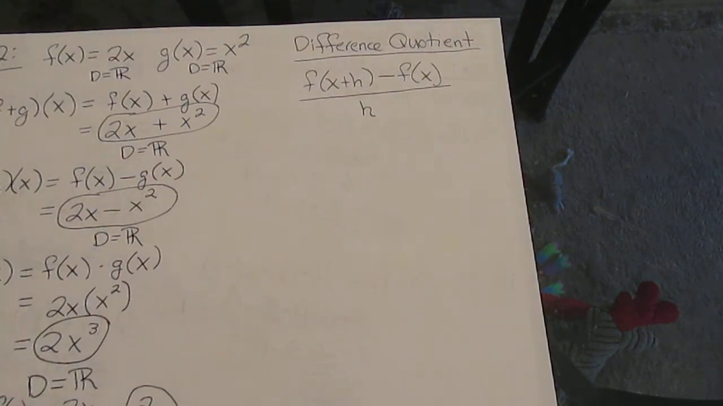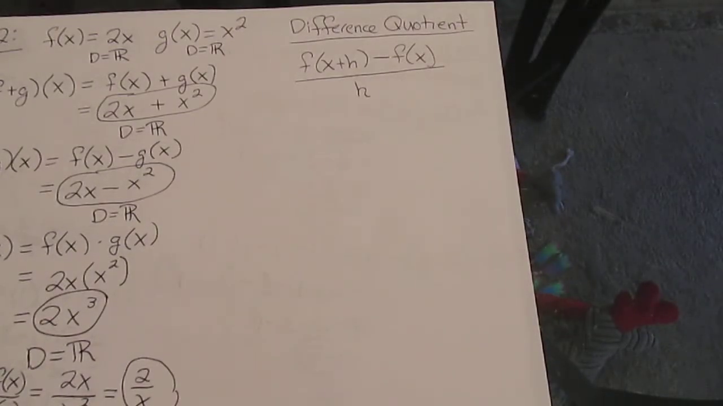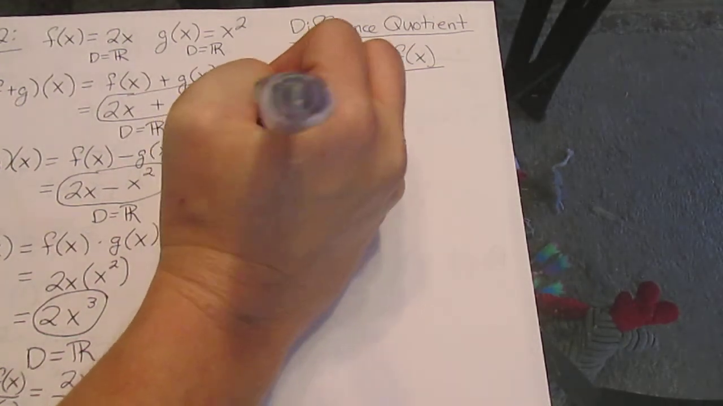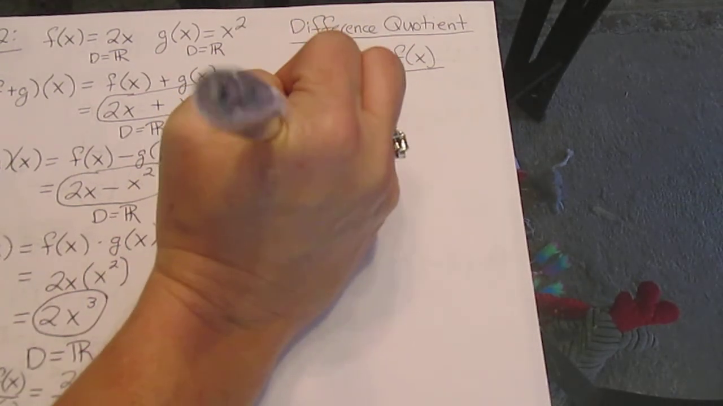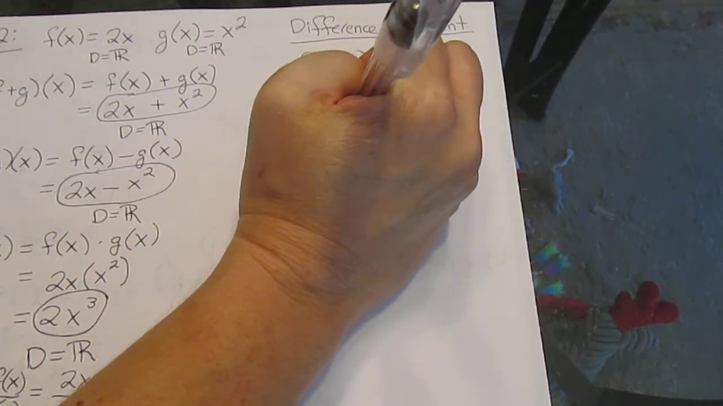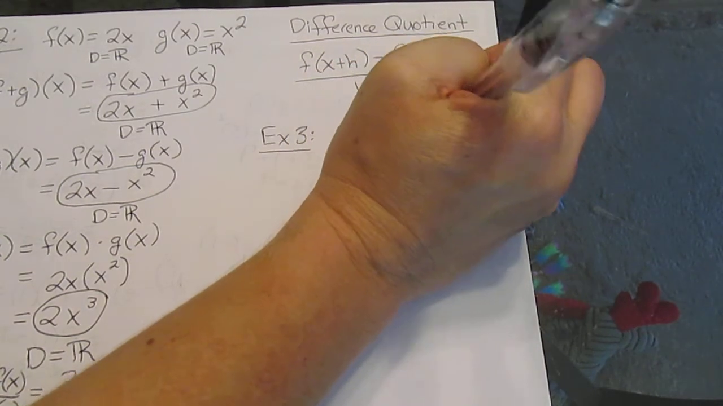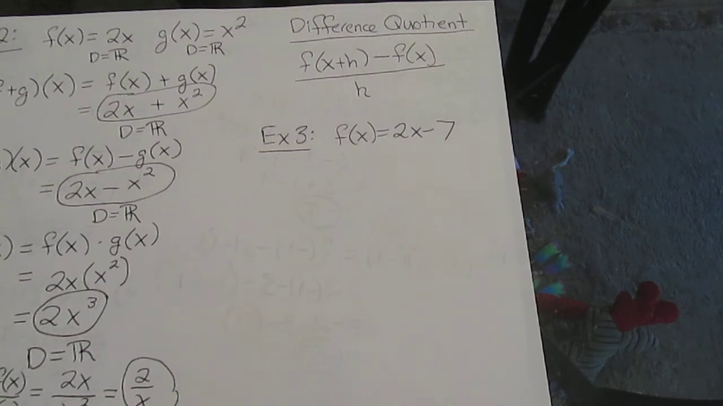Okay, and you can break it up into 3 pieces, or you can do it all at once. I'm going to go ahead and just do it all at once. We're only going to be working with linear functions when we're doing the difference quotient in this class, so it won't get too complicated for you. It's just so that you have a chance to use it. So example 3, they give us f of x equals 2x minus 7, and they want us to use the difference quotient.